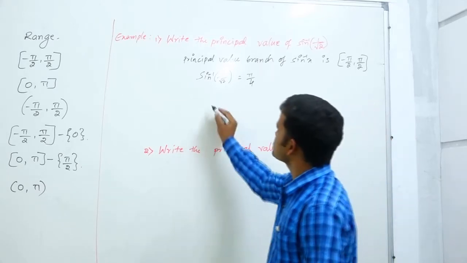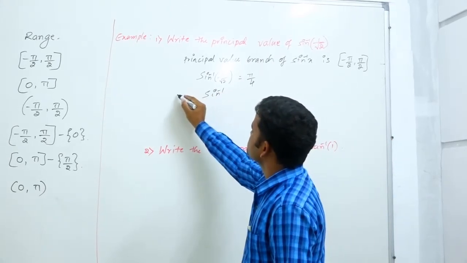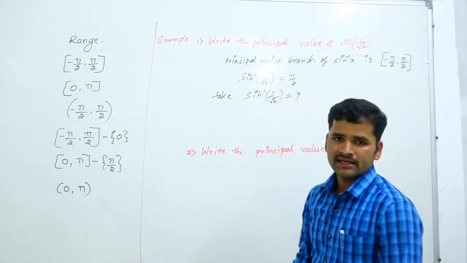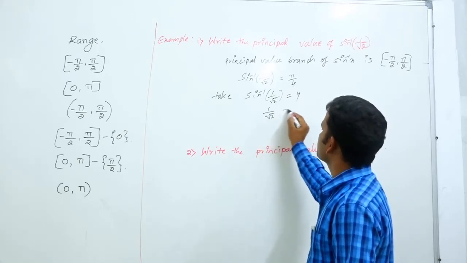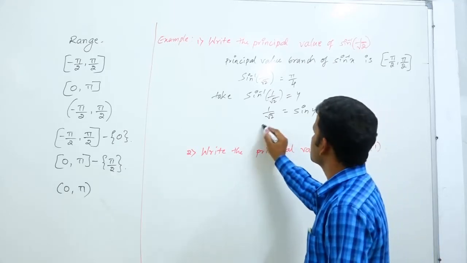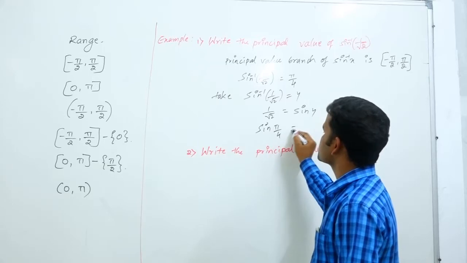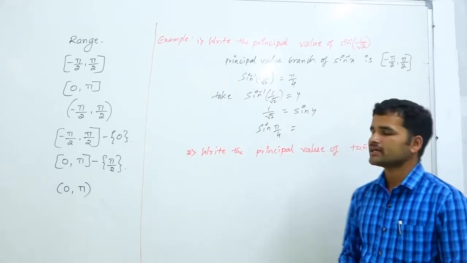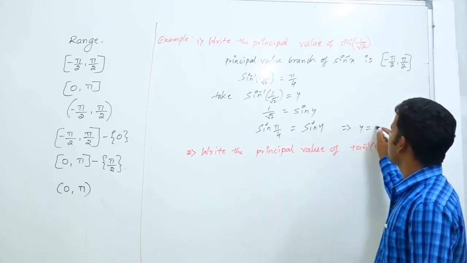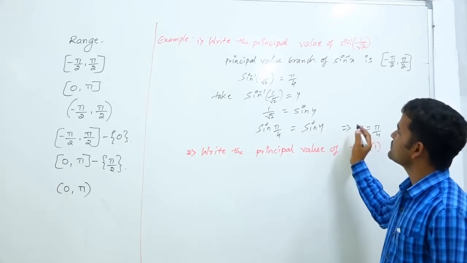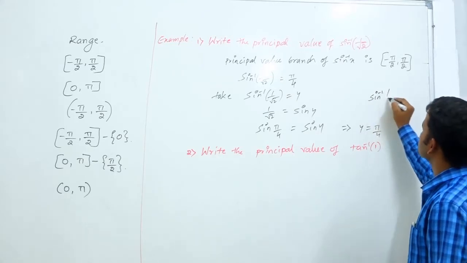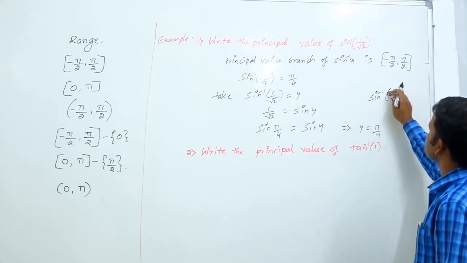Or else, take sine inverse of 1 by root 2 equal to y. This is nothing but 1 by root 2 is equal to sine y. 1 by root 2, in terms of sine, we can write as sine pi by 4, sine 45 degree, which is equal to sine y. You see, sine gets cancelled. This implies y is equal to pi by 4. What is y? y is nothing but sine inverse of 1 by root 2. We have sine inverse of 1 by root 2 is equal to pi by 4.